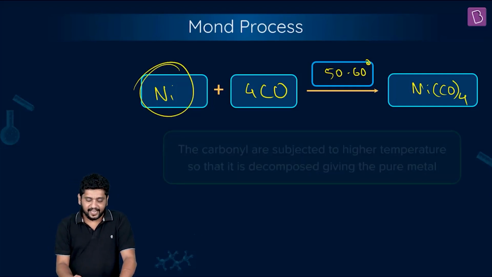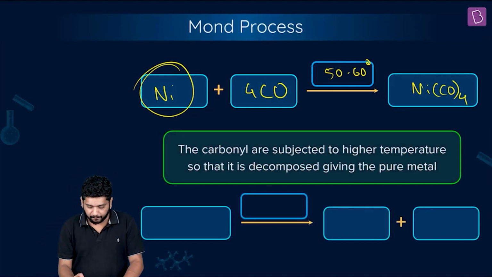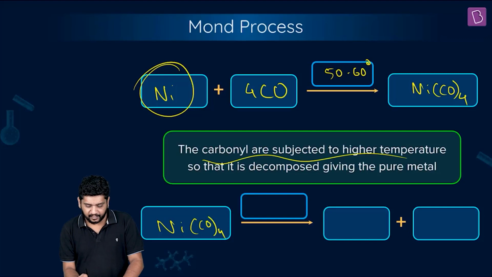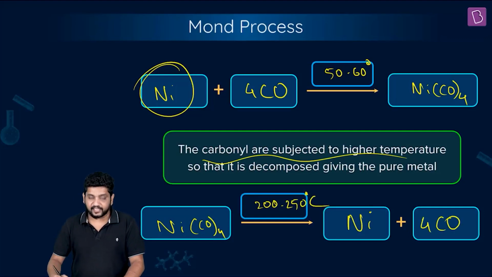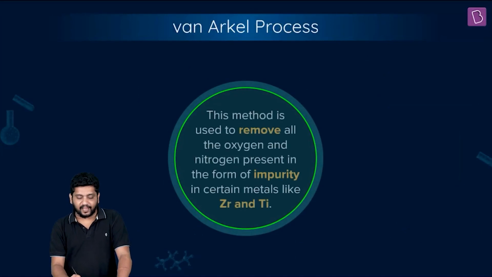They are still lying where they were, but my nickel carbonyl is in gas phase. I can take it outside and I can re-extract this nickel at a high temperature, right? So they are subjected to higher temperature so that the decomposition takes place. So Ni(CO)4, if I take nickel tetracarbonyl at let's say 200-250 degrees Celsius, what we end up getting is nickel once again, and the carbon monoxide is evolved. So I can take the carbon monoxide again and continue with the process. This process specifically is what you call your Mons process for refining of nickel. This is not Van Arkel process.